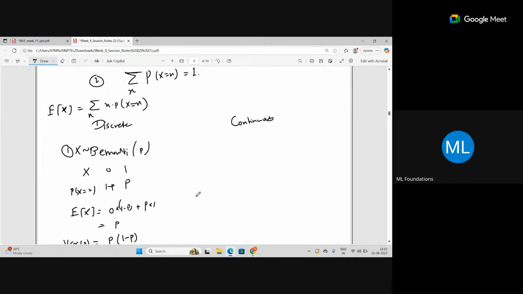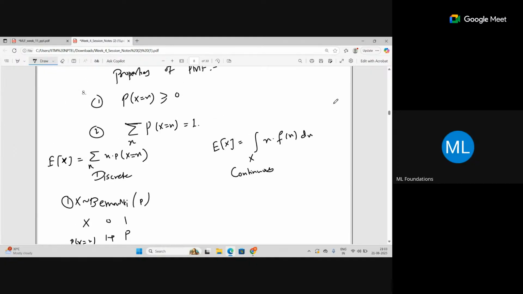And what about the continuous case? What is the formula for expectation here? It will be the integration of x into f of x dx over the range of x, right? You integrate over there and you get it. And similarly, what is the variance formula in this case? It will be the integration over the range of x square into f of x dx.